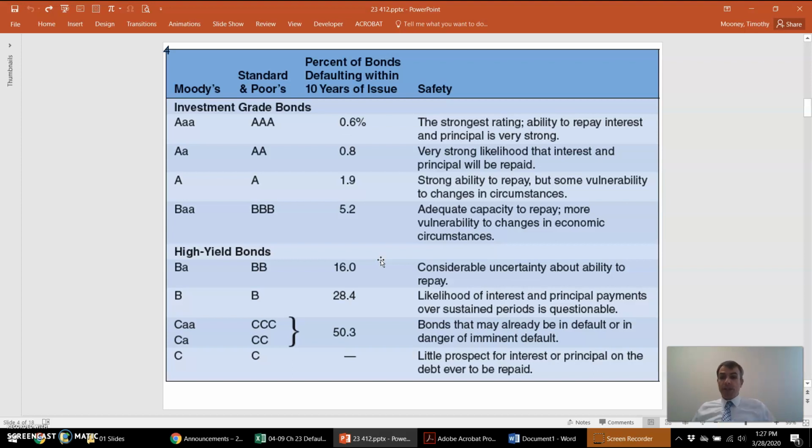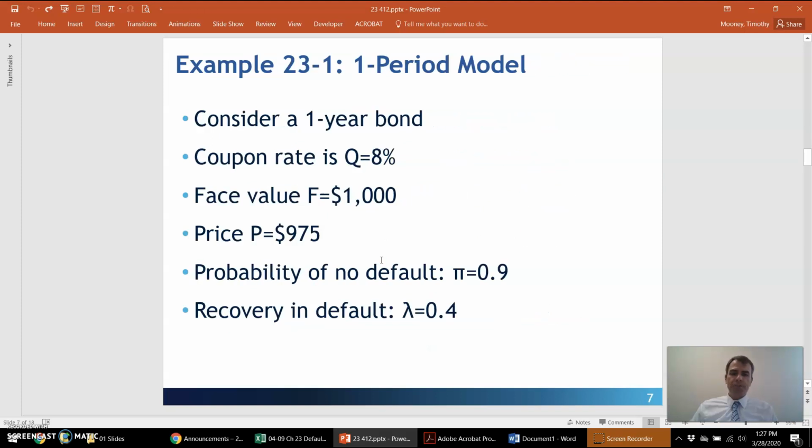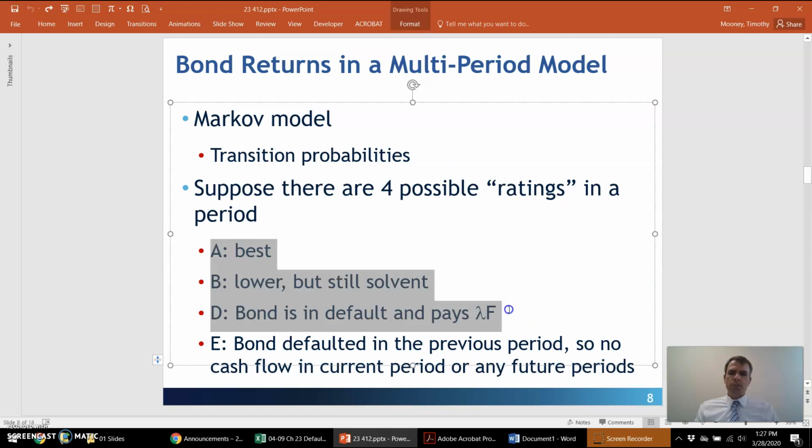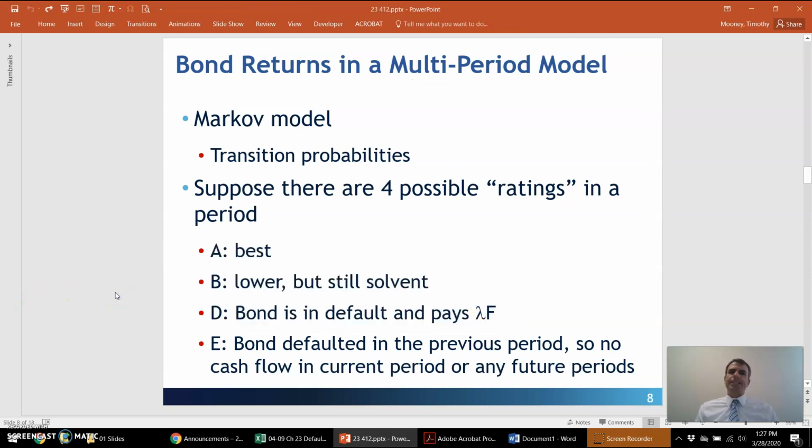All right. So in the next video, we'll get into this Markov model and compute default adjusted expected bond returns across multiple ratings and across multiple years. And it involves, you guessed it, matrix operations.